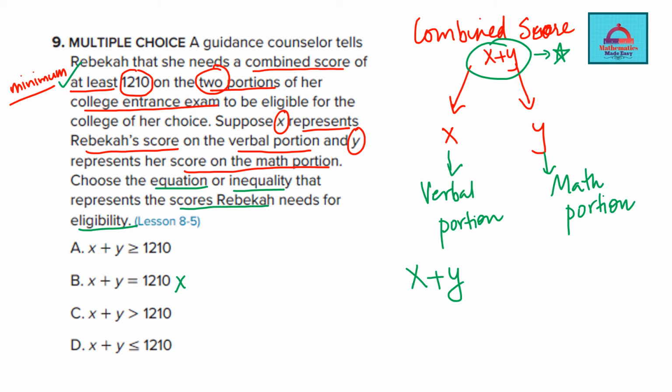Next is she needs at least 1200. Okay, so if for example she gets a score of say 1000 in one, then she needs a minimum of 210 in the other one. It can be higher, but at least that's a minimum. So even if she gets equal to the score, it would still make her eligible. So can we say that X plus Y has to be greater than or equal to 1200? And why I say this? Because this score is a minimum qualification, a minimum eligibility for her to get admission. Answer is A.